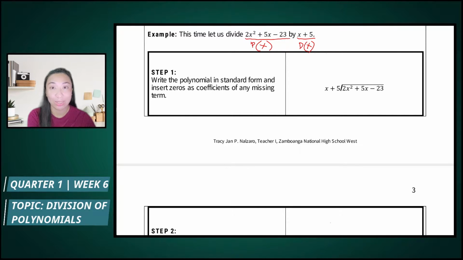So as you noticed, the given dividend is already written in standard form, so there is no need to arrange it. And it is complete because we have x squared, and then x, and then a constant. Once it's complete, we can now write it in this form: 2x squared plus 5x minus 23 divided by x plus 5. So that is our first step.